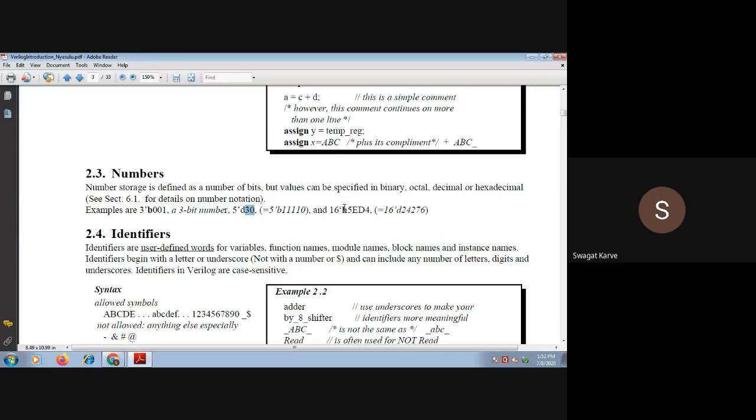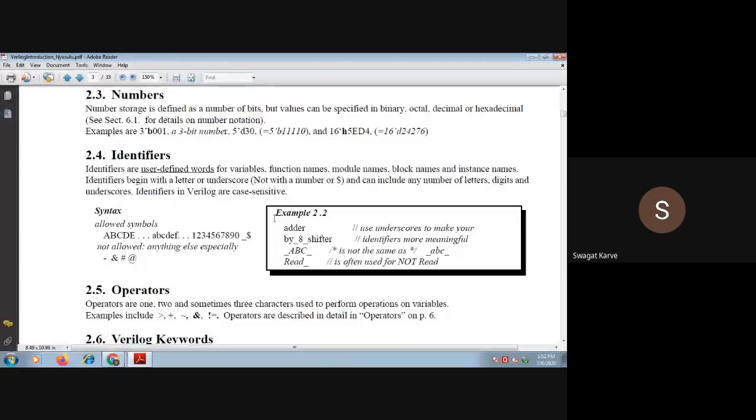That means it's a 5-bit decimal number, and that number is 30, right? Similarly for hexadecimal, 16, apostrophe H. That 16 means a 16-bit hexadecimal number, and that number is 5ED4. So this is a 16-bit hexadecimal number. In this manner, you can write a number in Verilog.